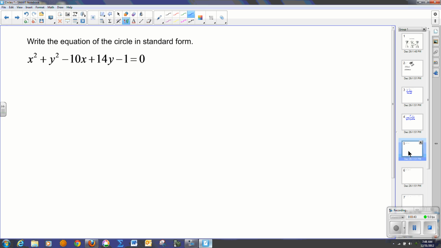Now the next thing we want to do is put this equation in standard form, and the best way to do that is to complete the square. In order to complete the square, you'll remember that we have to have coefficients of 1 in front of our squared terms, and we do. So I'm going to group together my x terms and then my y terms, and I'm going to isolate the constant on the other side of the equation.